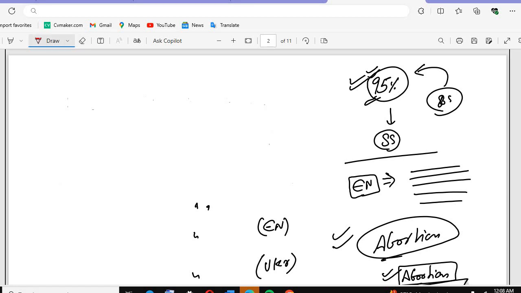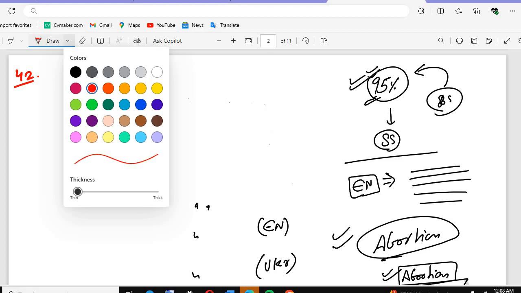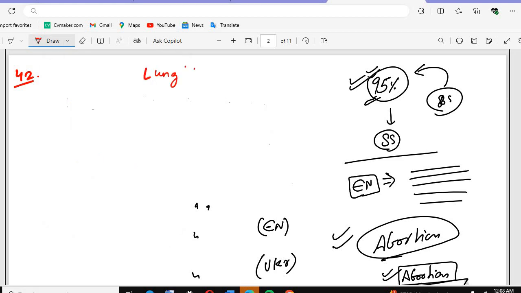Okay, so we have lung cancer. This is question number, I think, 42. If we talk about lung cancer, remember, we have central lung cancer and we have peripheral lung cancer.